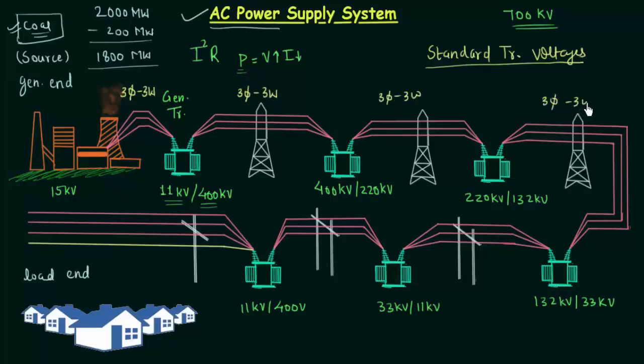Three-phase, three-wire system. Three-phase, three-wire system, and this one is the last three-phase, three-wire system. Here you can see one extra line, the yellow line.